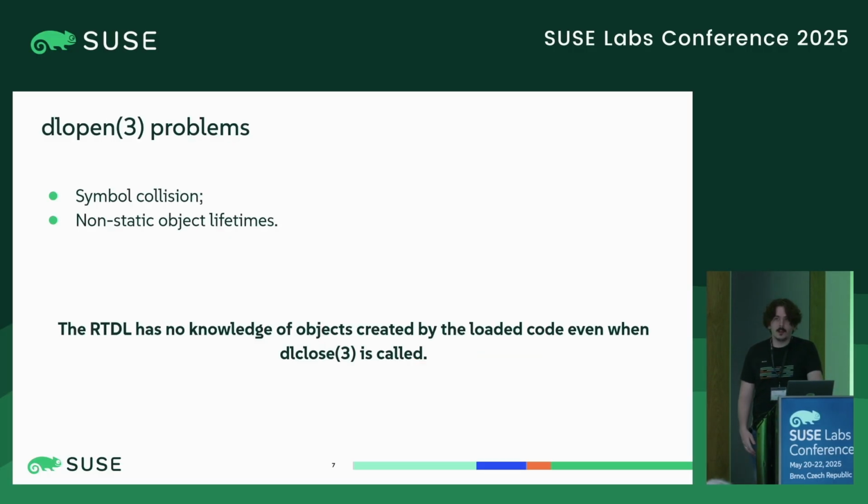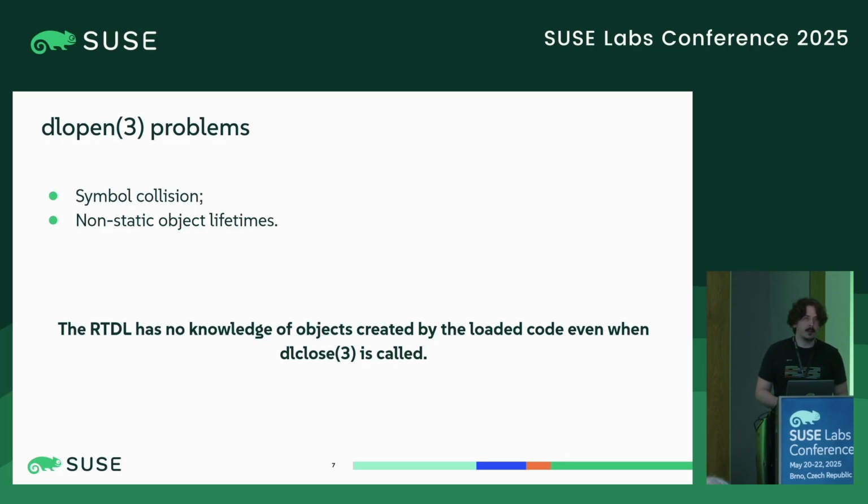It is also, being a shared library, making use of the runtime dynamic linker. And here we can also encounter a few issues, primarily with symbol collision, which means that if you have a binary linked against a version, let's say of OpenSSL, and you load a token that was linked against a previous version of OpenSSL, let's say OpenSSL 1, you can get symbol collisions and it will simply not work. And there's a big issue with non-static object lifetimes, which basically means that the runtime dynamic linker has no knowledge of what is happening.